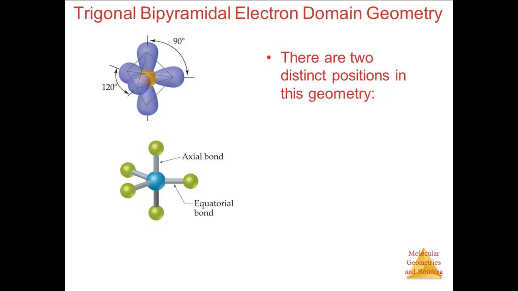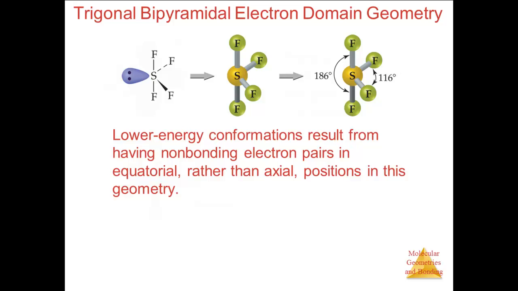For the trigonal bipyramid domain geometry, things are more complicated. There are 2 distinct positions in the geometry. The 3 domains in the same plane are called equatorial, and the 2 domains perpendicular to the plane are called axial. It turns out that there is less repulsion if the non-bonding pairs are placed in the equatorial positions than if they are placed in the axial positions.